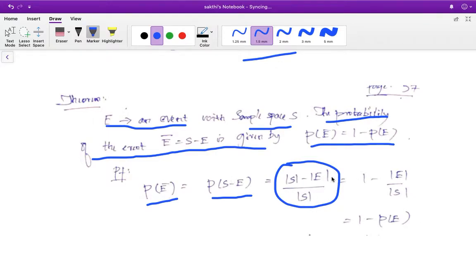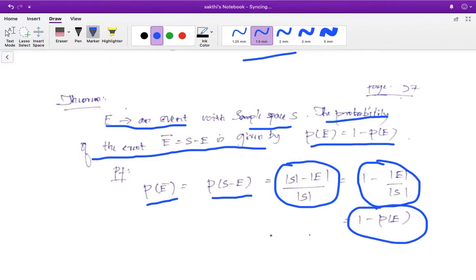And now these are all numbers, so you can easily simplify this into 1 minus E divided by S, and 1 minus E divided by S is nothing but 1 minus P of E, right? So we get 1 minus P of E, and that is the first theorem.